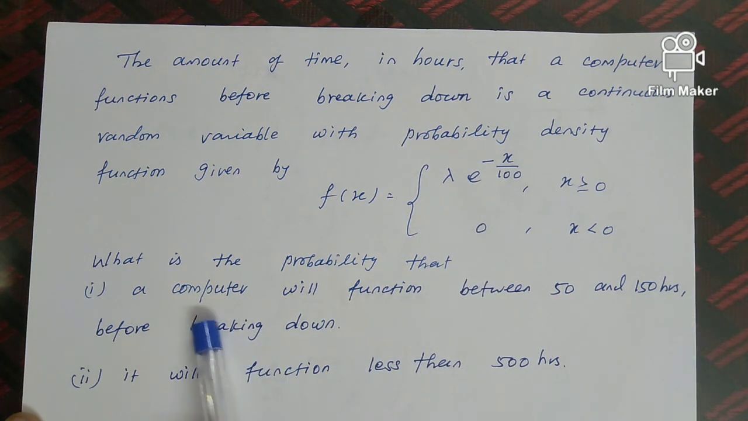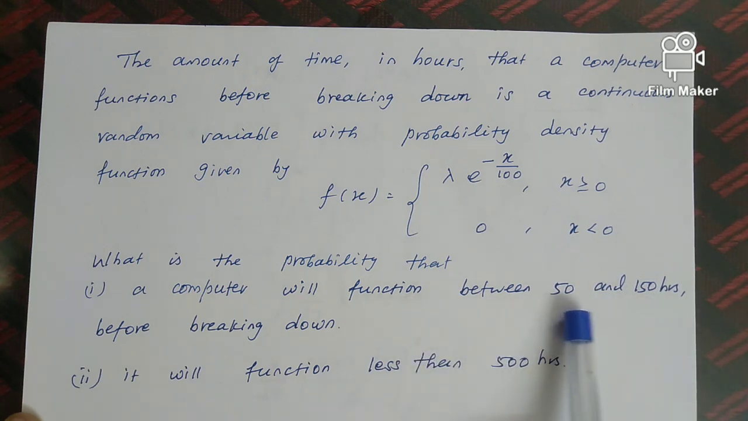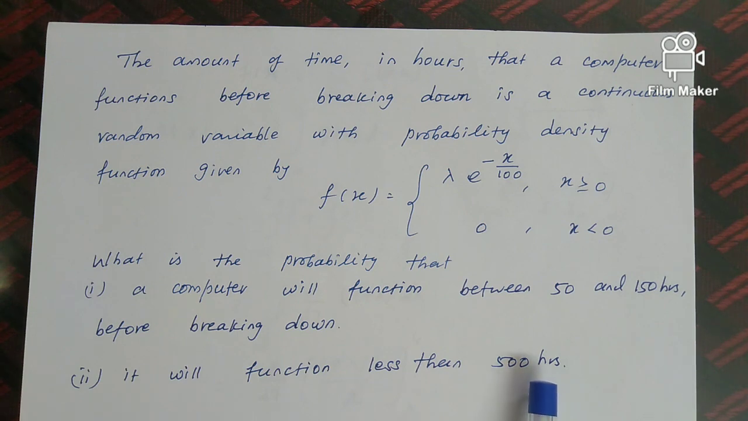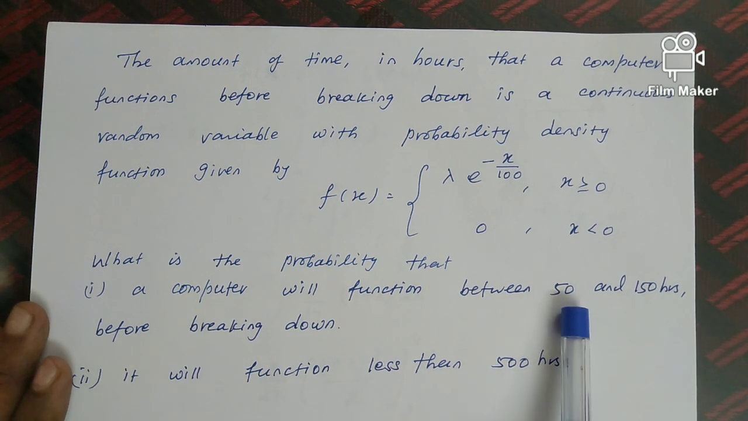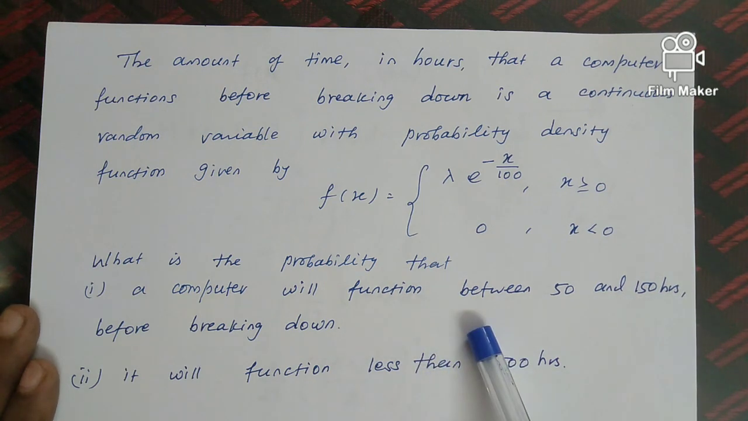What is the first one? We have to find the probability that a computer will function between 50 and 150 hours. That means we have to find the integral from 50 to 150. And here it is less than 500 hours. That means we have to find p of x less than 500. Here p of 50 less than x less than 150. These are the two things we are going to find.